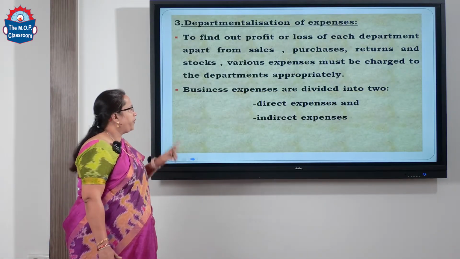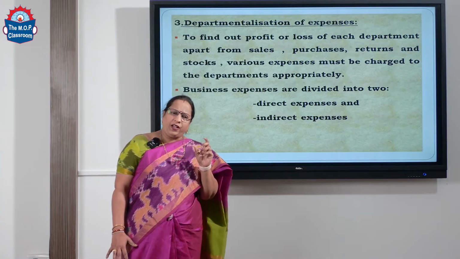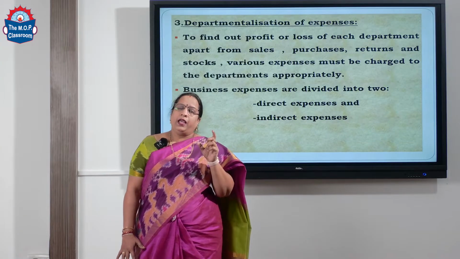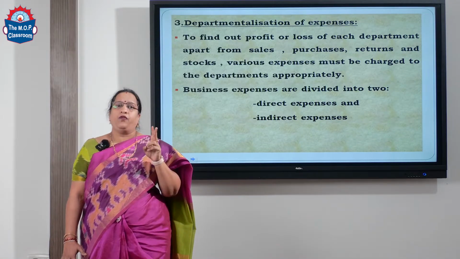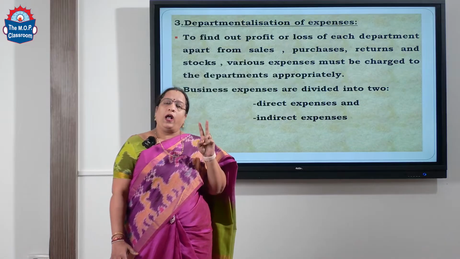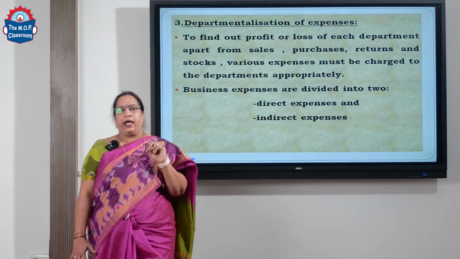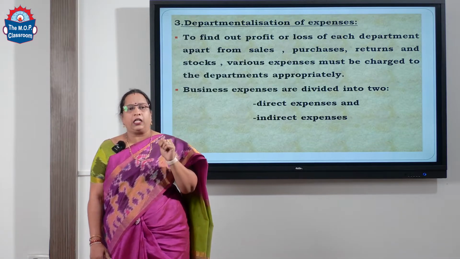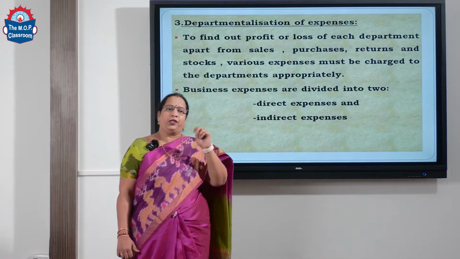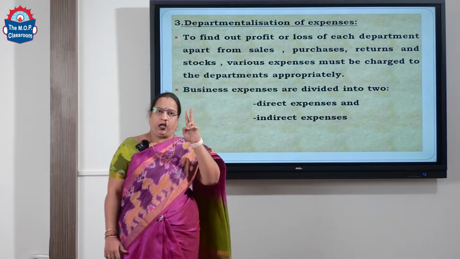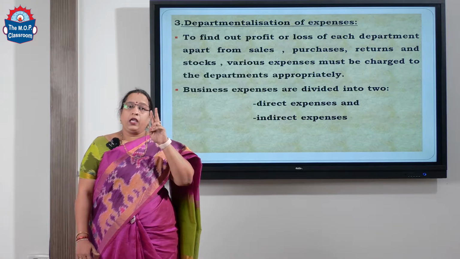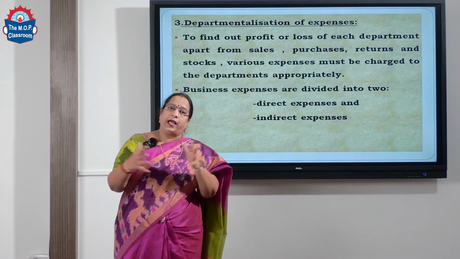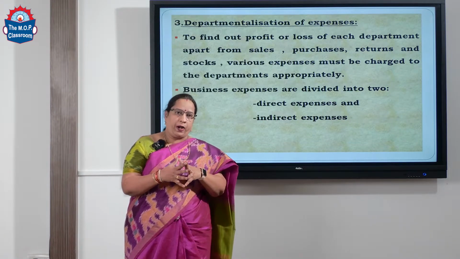Coming to expenses. You have slightly different expenses when you encounter departmental accounting. Expenses are generally allocated in 2 formats in departmental accounting. One is direct expenses, the other is indirect expenses. Until now, children, you have understood that direct expenses are those which come in the trading account. But in the case of departmental accounting, direct expenses are those expenses which are directly in connection with that particular department.